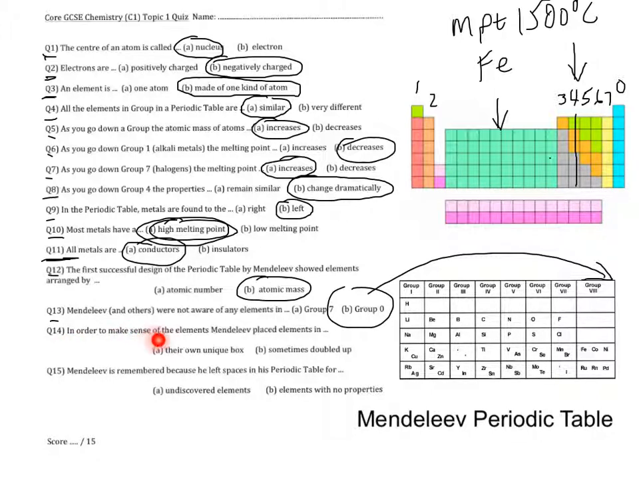In order to try and make sense of the elements, Mendeleev placed some elements together in boxes, as you can see, so we would say that he sometimes doubled up on particular elements to get his order correct. And finally, the most important thing about Mendeleev was the fact that he left these spaces here for undiscovered elements. We can say that all elements have properties. It's the ones that hadn't yet been discovered which were so interesting to Mendeleev.